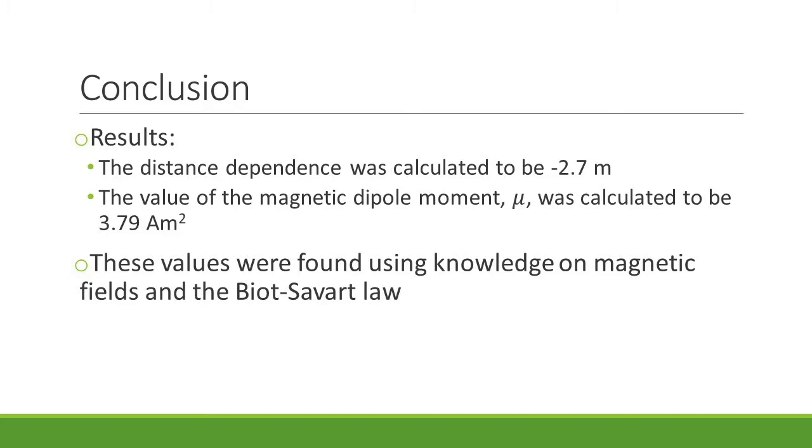In conclusion, the results found in the experiment were that the distance dependence was negative 2.7, which was close to the value in the Biot-Savart law, which was negative 3. And the value of the magnetic dipole moment was 3.79 amps meter squared. These values were found using the fundamental physical principle of Biot-Savart law.